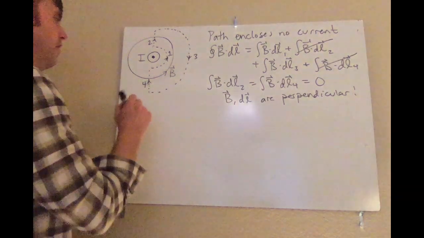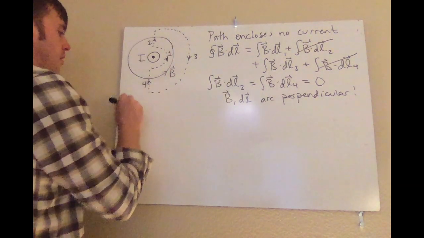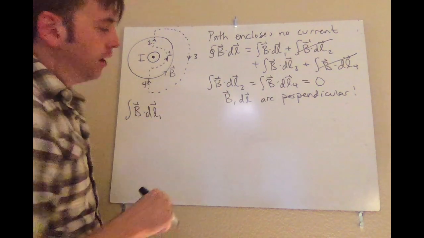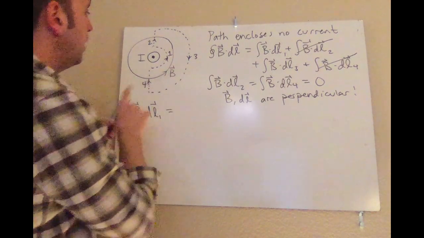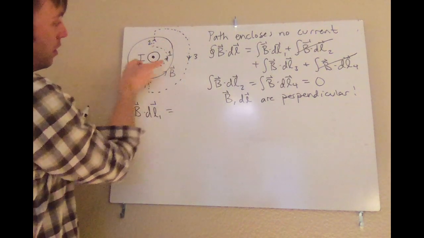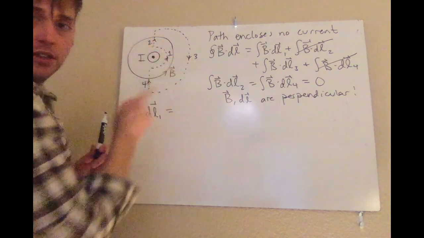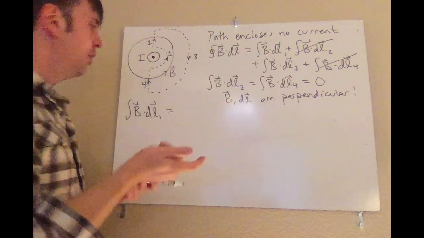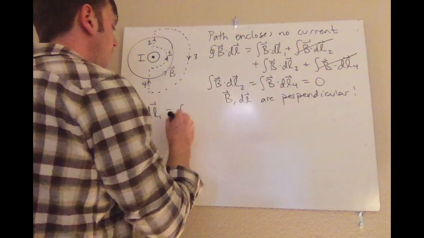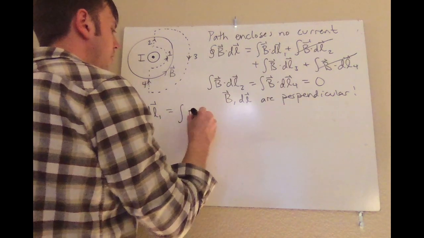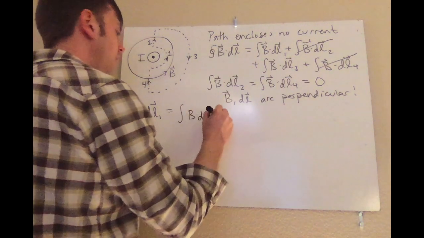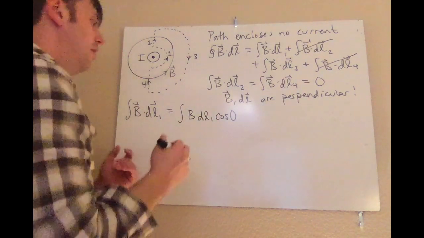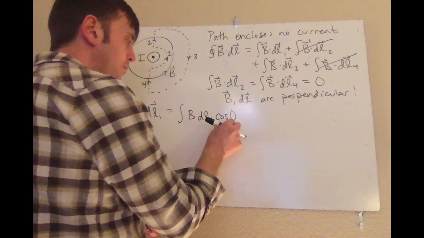Okay, so let's take number 1. Let's do B dot DL for path number 1. What's going on here is my DL vector is pointing along the path going counterclockwise, but my B field is also going counterclockwise, so they're going in the same direction. That means I can take the magnitude of B, the magnitude of DL1, and then cosine of 0 for the dot product. Cosine of 0 gives you 1.